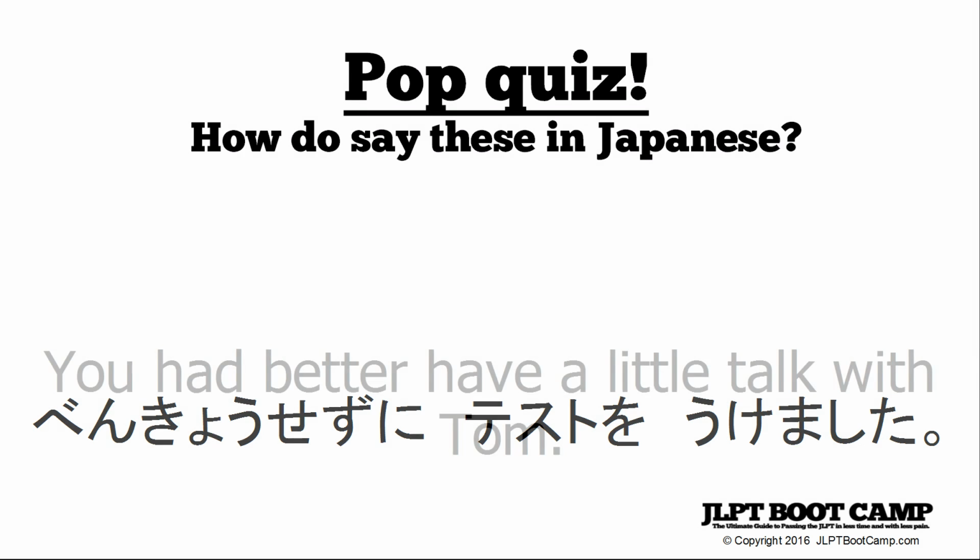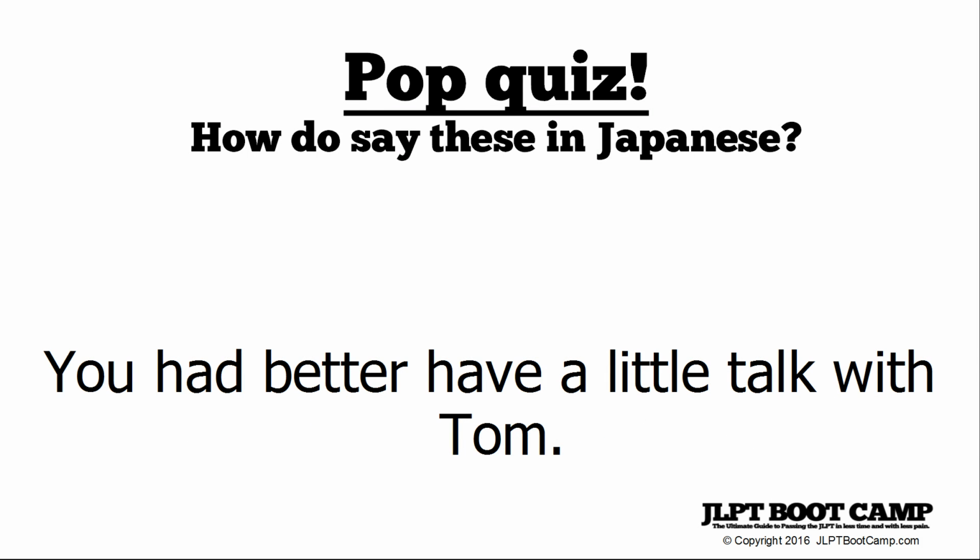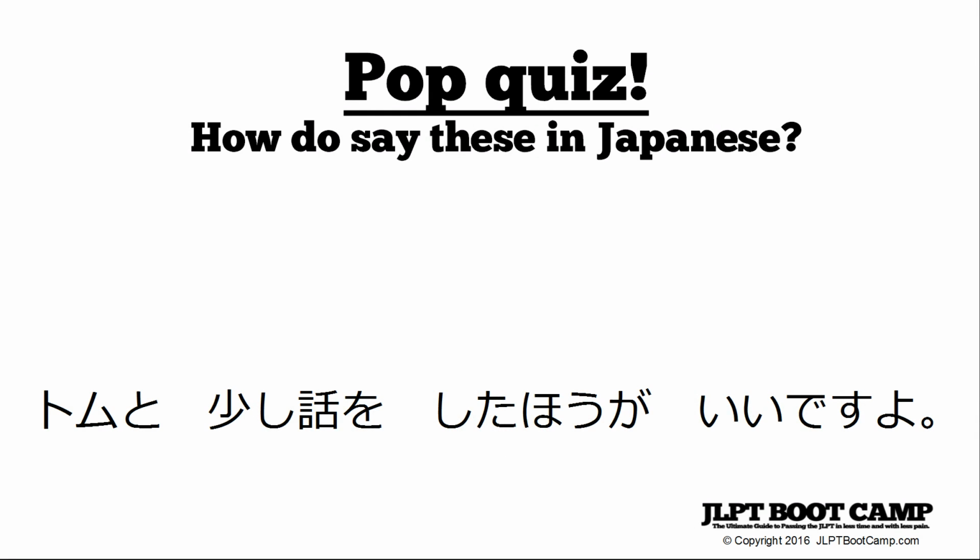And one last one. You had better have a little talk with Tom. That in Japanese would be Tomu to sukoshi hanashi o shita hougaii desu yo. So Tomu is Tom. To is with someone. And sukoshi is small. Hanashi is talk, the noun talk, not the verb. Of course, the verb is hanasu. O is the object marking particle. Shita is the past tense of suru, and hougaii is had better. Desu yo just makes the whole thing polite.